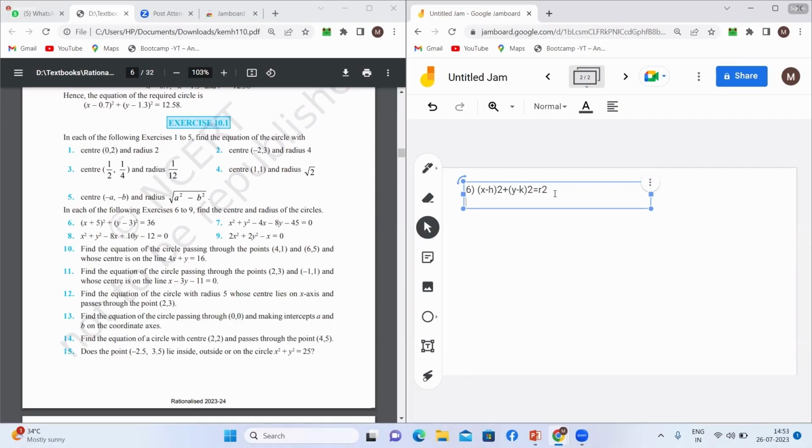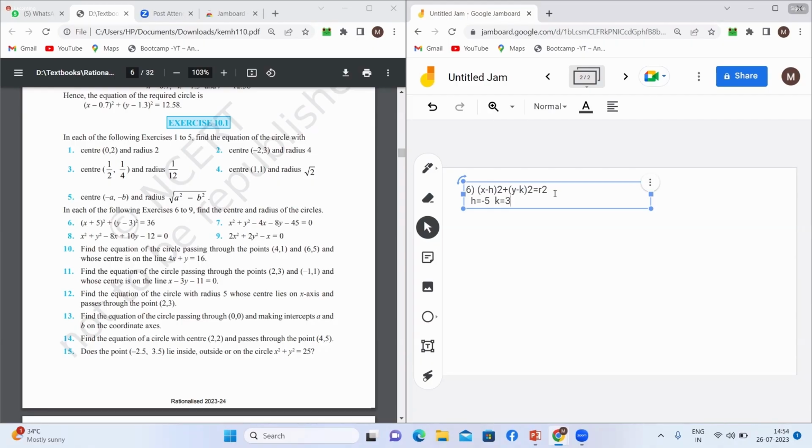We are given x plus 5. So we have to compare x plus 5 with x minus h. So comparing x plus 5 with x minus h, what is our h? h is equal to minus 5. Why? Because minus of minus 5 is plus 5. So in place of x minus h, we are given x plus 5, so our h becomes minus 5. Similarly, what will k be? It is y minus k whole square, and here it is given as y minus 3 whole square. So k is equal to 3.